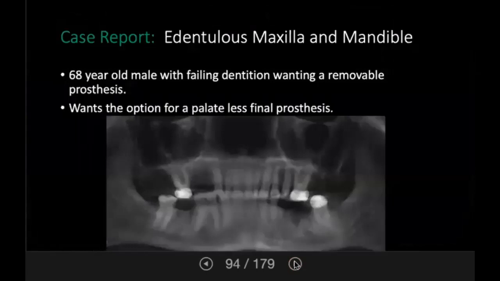This is Michael. Michael is a 68-year-old male with terminal dentition due to advanced periodontal disease. Michael is concerned about having loose dentures and is interested in implants. He is also interested in the option of a palateless removable prosthesis.